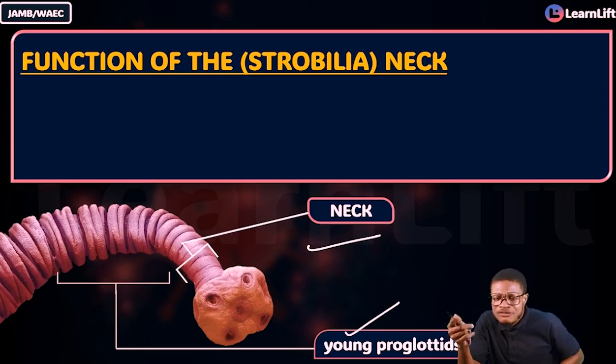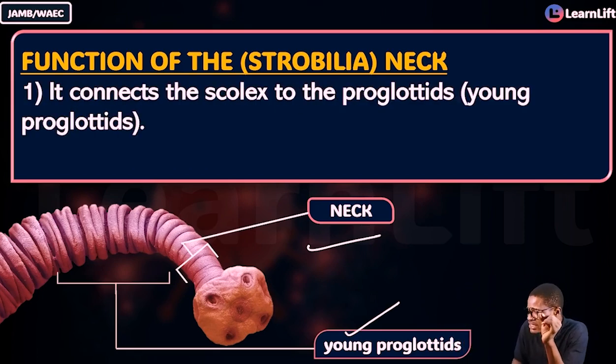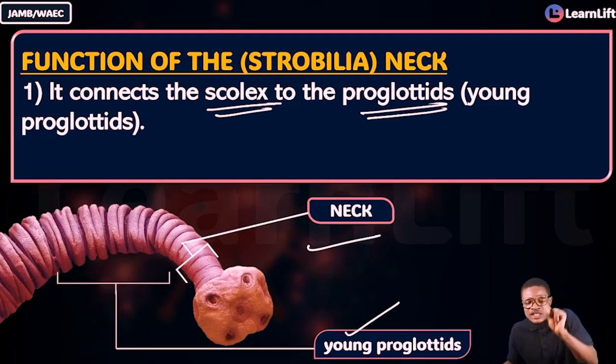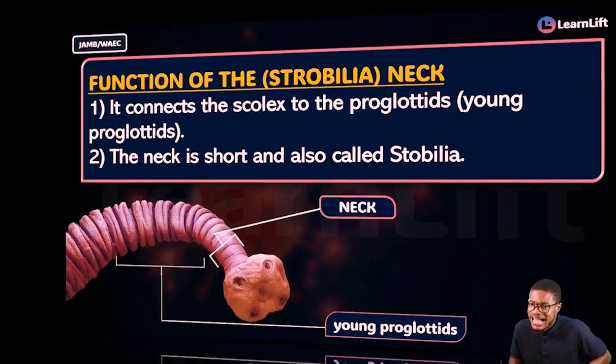Number one function of the neck or the strobila is that it connects the scolex, which is the head, to the young proglottids. What connects the scolex to the young proglottids? What is it called? The strobila. Number two, the neck is short. Is it long or is it short? Short. And it is also called your strobila. When you hear strobila, what is it? It is the neck.